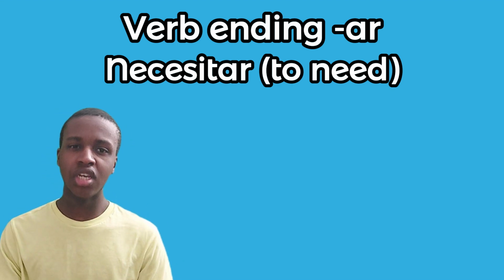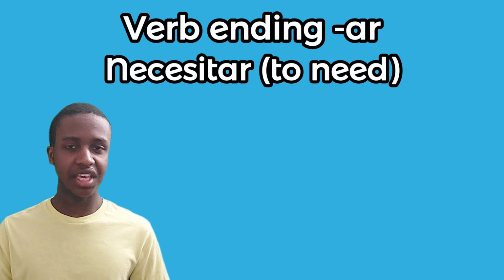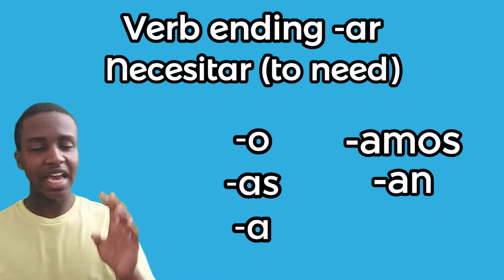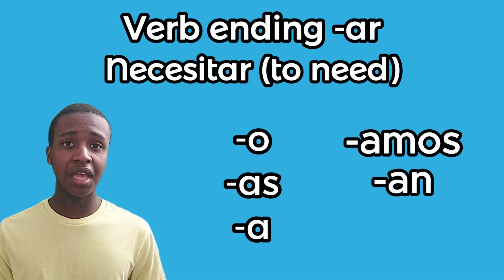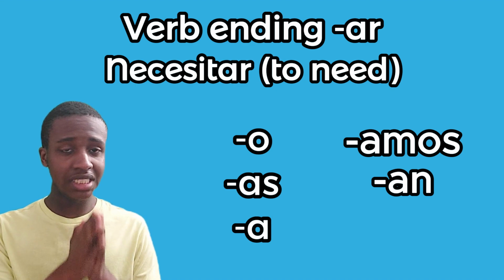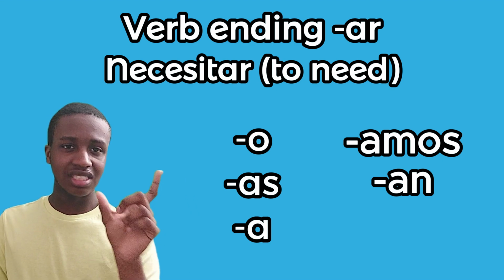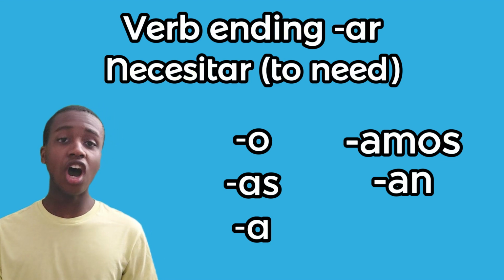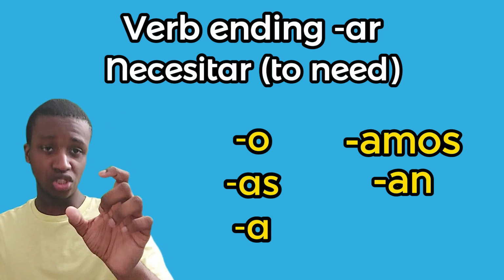Let's concentrate on the verbs with ar at the end, okay? The verb with the ar ending. Okay, so the verb necesitar, okay? So now, let's see the endings here. So first is o, as, a, amos, an. All right. So now with these, let's see how you conjugate those. So first of all, let's look at the verb necesitar. What do you do with it? Well, first of all, you take off the ar. Okay, you take off the ar and you replace it with those endings.